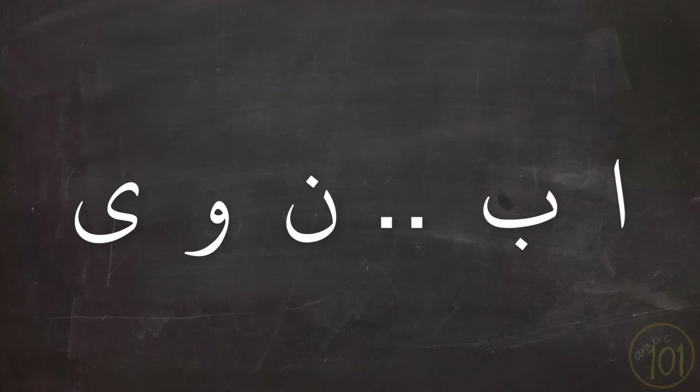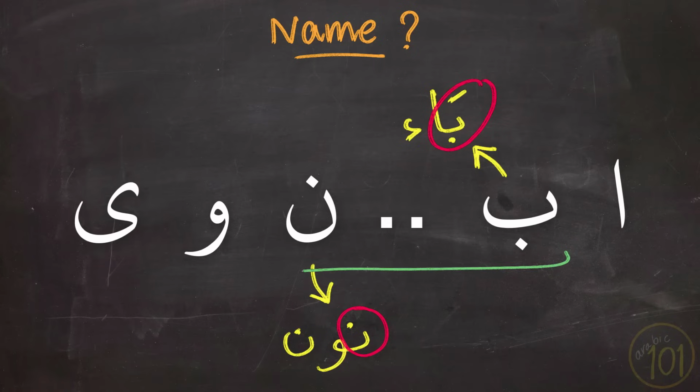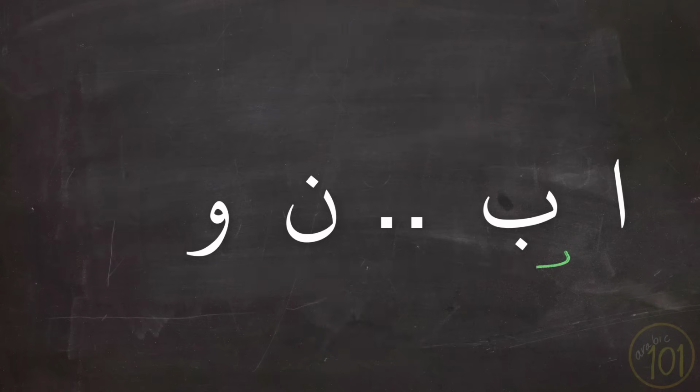Every letter in Arabic has a name, and the names of these letters always start with the letter itself. So for example, this letter is called ba, and its name starts with the letter ba. And this letter is nun, and its first letter is also a nun. This is true for every single letter in Arabic, except for one single letter.